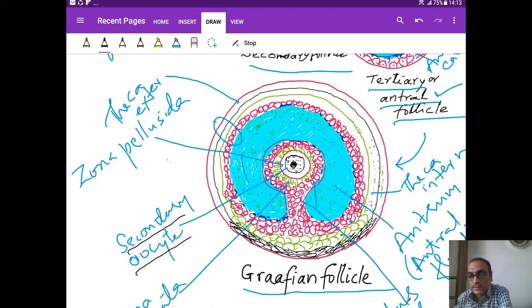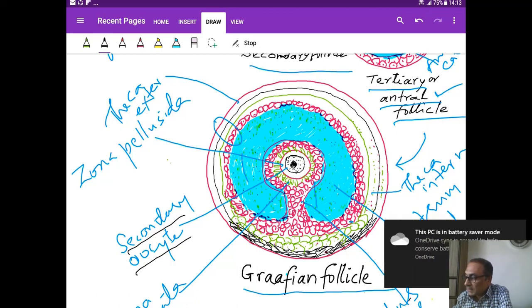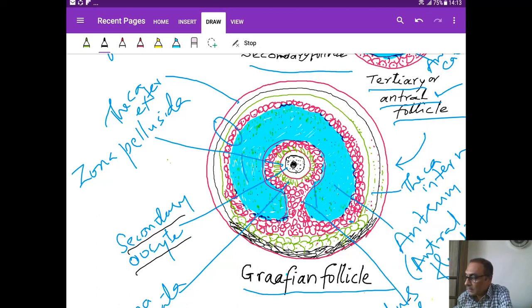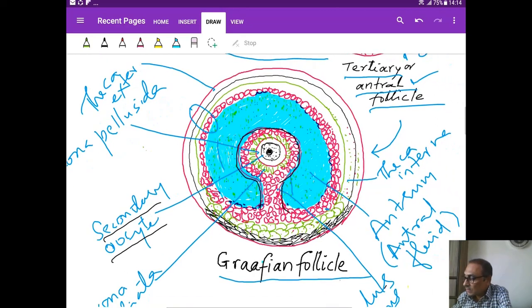Secondary oocyte we call it. Then surrounding the oocyte, immediately there is a zona pellucida, then corona radiata, and then the granulosa layer. So this granulosa layer which you see here surrounding it like a disc and continuing down as a cord of cells and connecting to the wall of the Graafian follicle. So this is what is called as cumulus oophorus. This is known as cumulus oophorus.